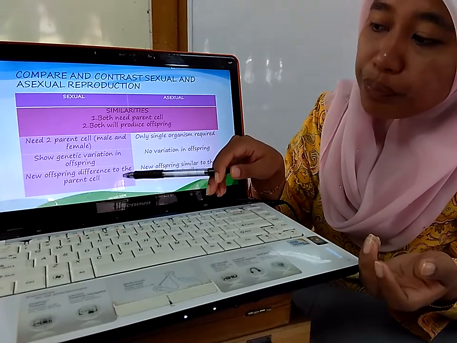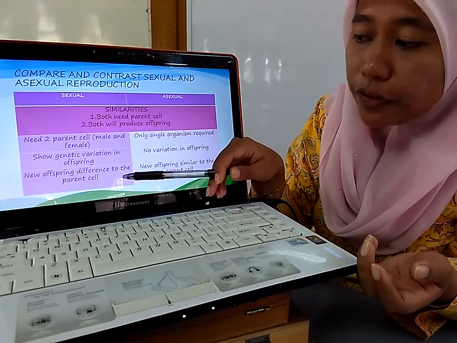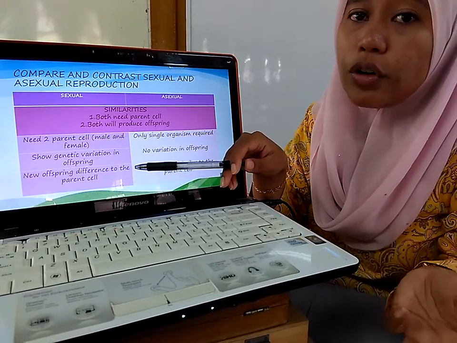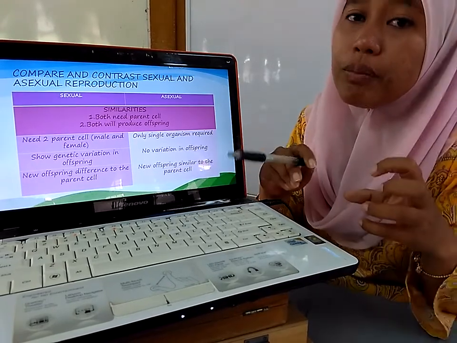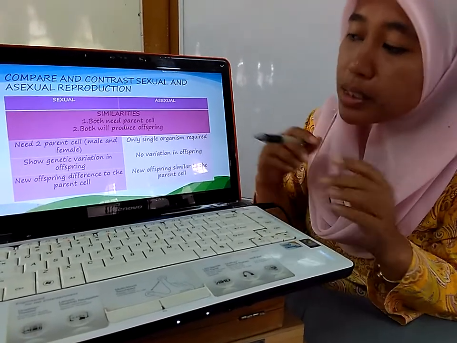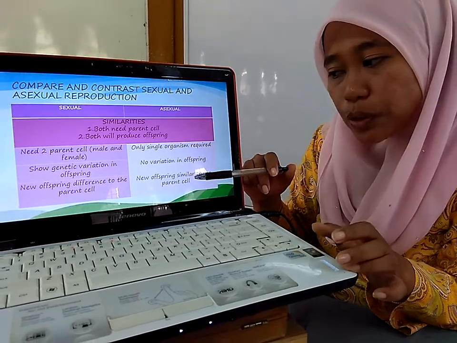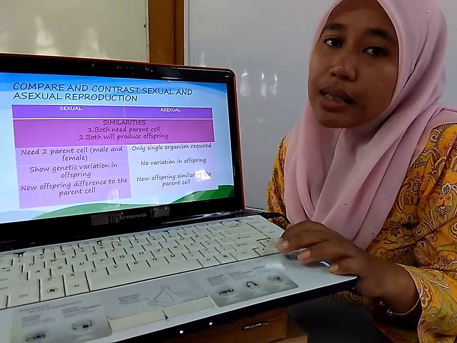Okay, and also the new offspring will be different from the parent cell. This is because of the genetic information from the female and also from the male gametes. But for asexual, the new offspring will be similar to the parent cell.